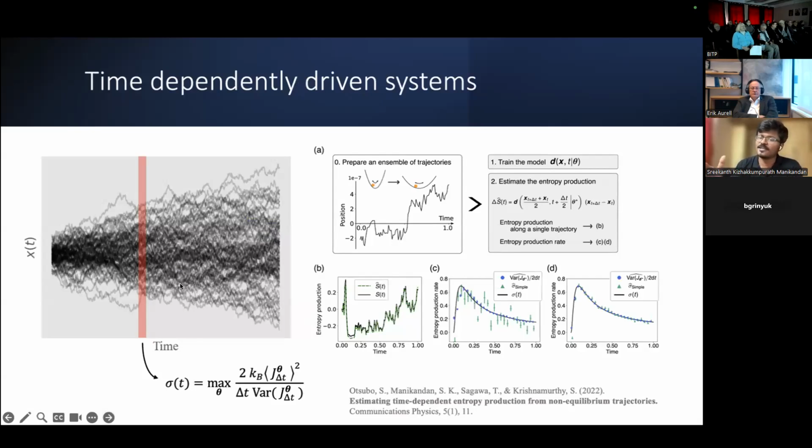Now, one more thing is that we can also apply this method to time-dependently driven systems. So if I take a particle, like the experiment that I mentioned at the beginning, I'm moving the particle or changing the power of the laser that is holding the particle in the center. We can make many copies of this experiment and then look at a particular time slice, a window, and then apply this algorithm. And then you can get a time-dependent estimate of dissipation purely in a data-driven manner, without using any knowledge of the underlying dynamics or the experimental parameters used.